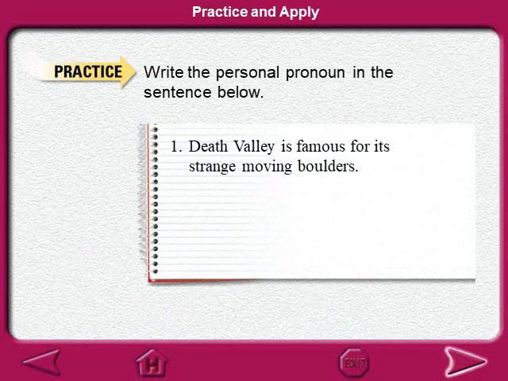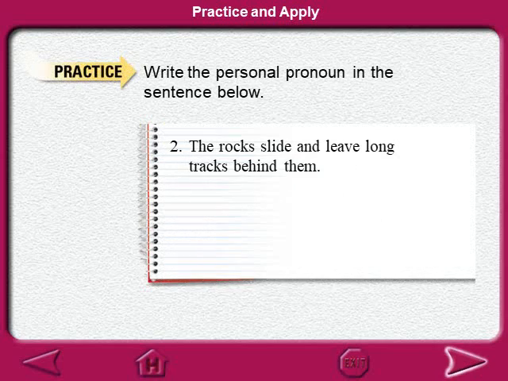Practice. Write the personal pronoun in the sentence below. Death Valley is famous for its strange moving boulders. You should write this practice in your copybooks. Next practice. Write the personal pronoun in the sentence below. The rocks slide and leave long tracks behind them. You should write the practice in your copybooks.